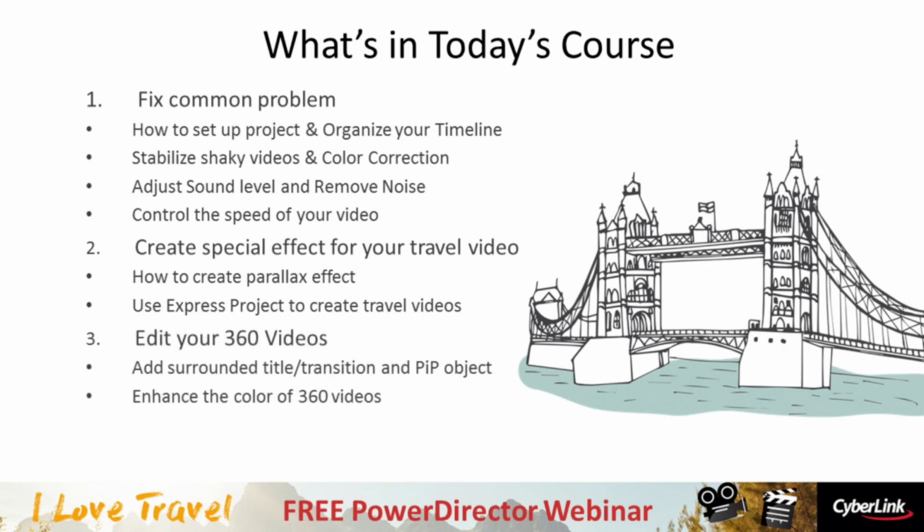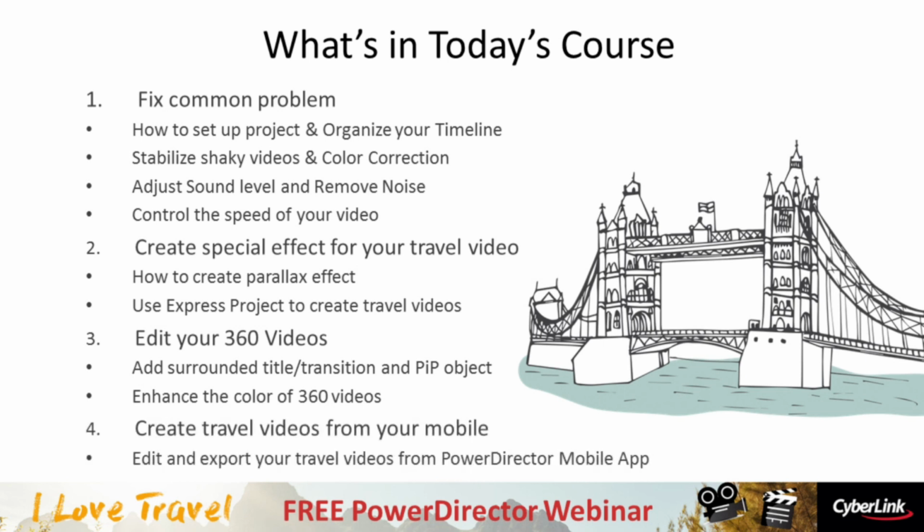We're also covering some 360 video editing skills, like how to add a surrounded title, put in some transitions and PIP objects, and enhance the color of 360 videos. And the last part, because nowadays we shoot a lot of videos and photos from our mobile phones, I will demonstrate some tips for using the PowerDirector mobile app to create travel videos.